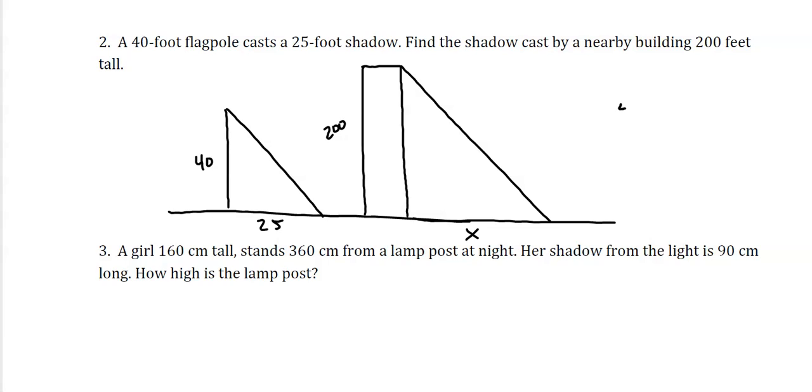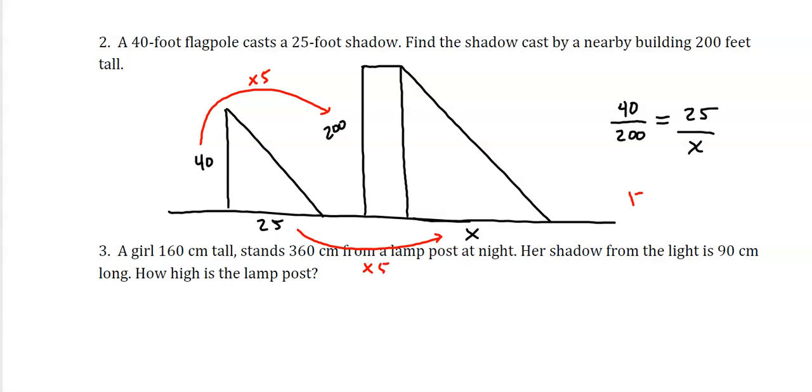You could set it up and do like height, little height, big height, little shadow, big shadow. I kind of see that the height is actually 5 times larger. So I'm just going to kind of bump this up 5 times larger, and I'm going to get 125. So I think that would be the right answer, but it's probably the same as if you would have cross multiplied. You get the same thing. So it just kind of depends on numbers and what you see.